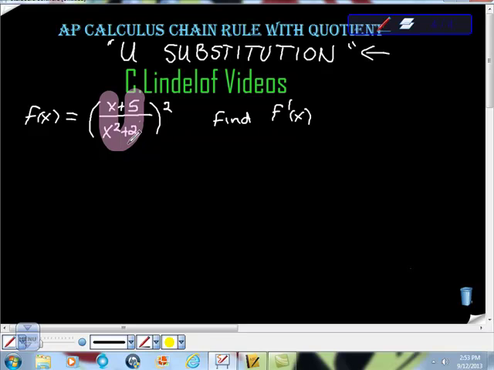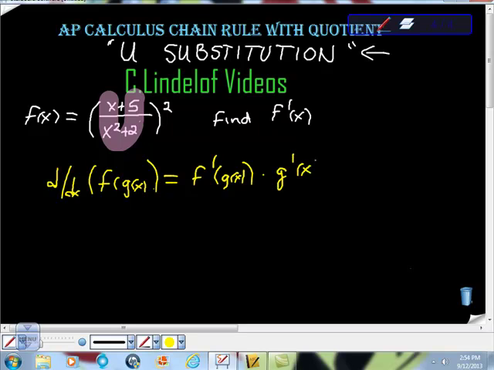What tends to happen after that is the rules become a little bit more complicated, as you have to use two rules to solve one problem. So this is that case. If you remember, the chain rule says that d/dx of f of g of x is actually equal to f prime at g of x times g prime at x. And this is what we're working from.